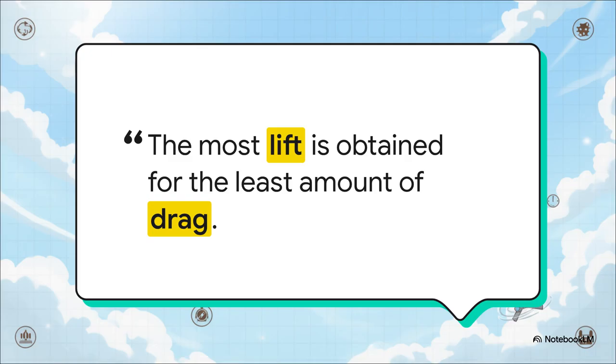Since parasite drag climbs when you speed up and induced drag climbs when you slow down, there's this one magical intersection point where your total combined drag is at its absolute lowest. We call that LD max. It requires a very specific angle of attack. When you hit this precise spot, you get the absolute maximum amount of lift for the minimum amount of drag. It is literally peak aerodynamic efficiency.